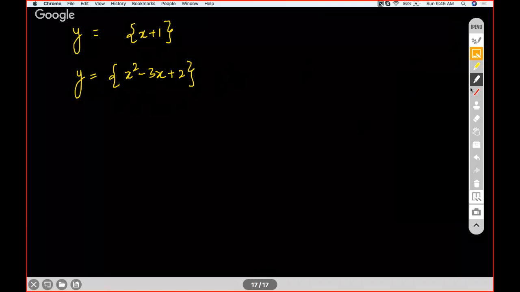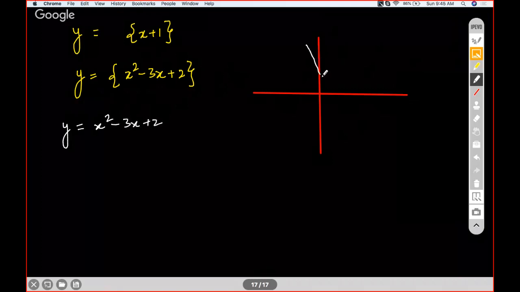See, I'll tell you a simpler way out. Let's say I want the graph of fractional part of this entire function. So first of all, I'll plot without it. I'll just simply plot the graph of a parabola like this.